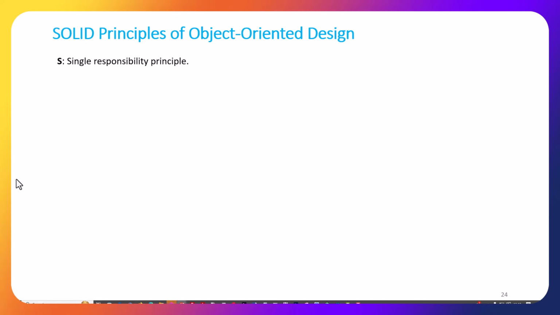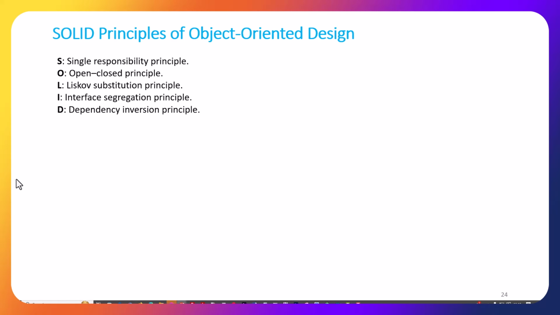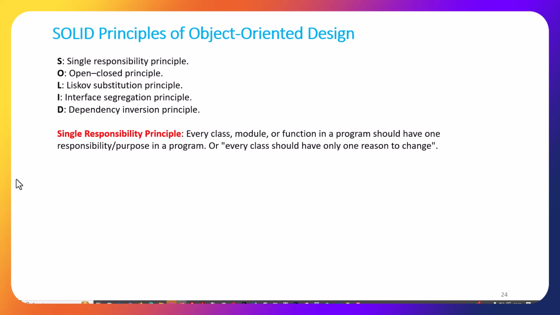Okay, SOLID principles of object-oriented design. What have these got to do with anonymous methods? Okay, you'll see in a moment. Single responsibility principle, open-closed principle, Liskov substitution principle, interface segregation principle, dependency inversion. So it's the single responsibility principle. Every class, module, or function in the program should have one responsibility or purpose in the program, or every class should only have one reason to change.